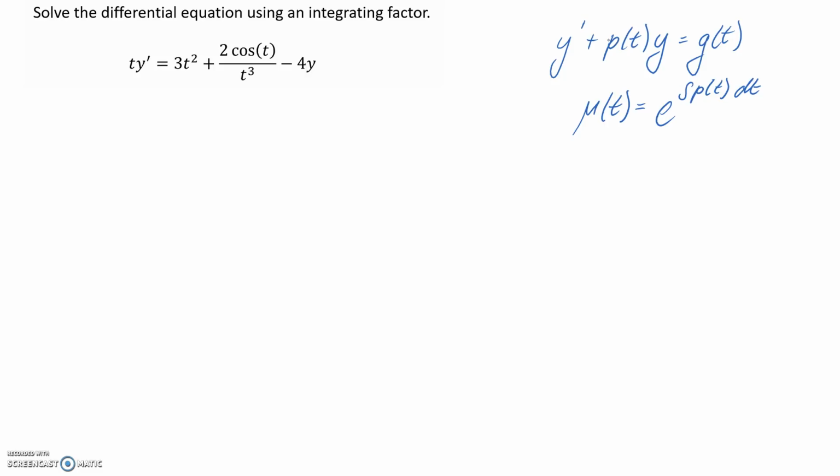Alright, so if we're going to use our integrating factor, let's start by trying to make our equation look like this one here. So what I might do is move so we have the y' and any y's in our equation, which I can see here, on the same side, like in that general form. So the only y we have, I'm going to shift over. So it's going to become t y' plus 4y is equal to the rest of this.